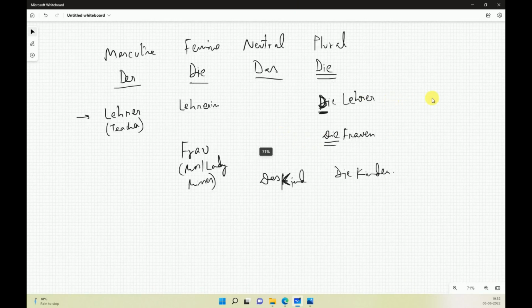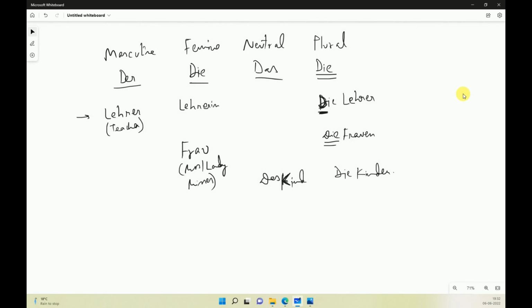Now, just to give you a glimpse of the logic and no logic system in any language, Mädchen. Mädchen is basically small girl. Okay. So probably you must have already assumed that it must be die Mädchen, right? But unfortunately, it's das Mädchen. Yes, it's das Mädchen.